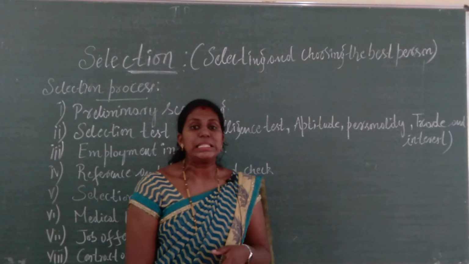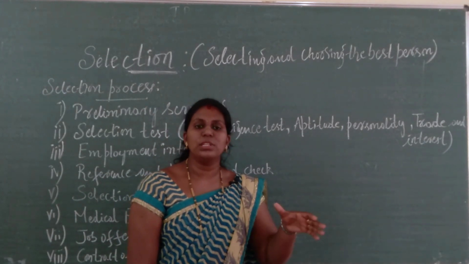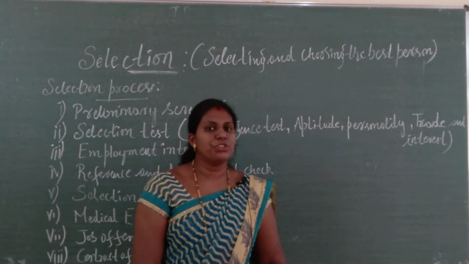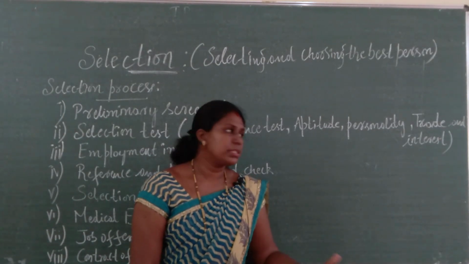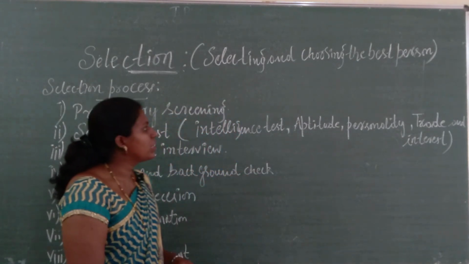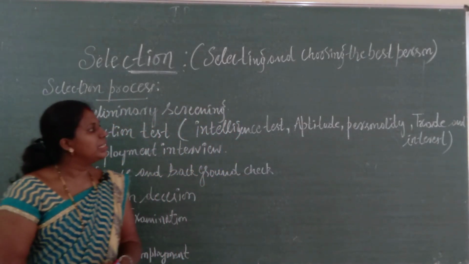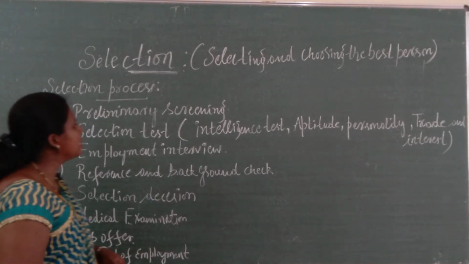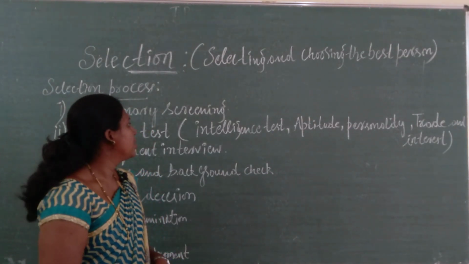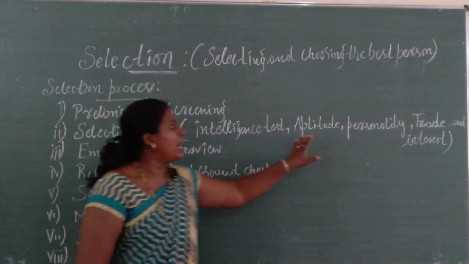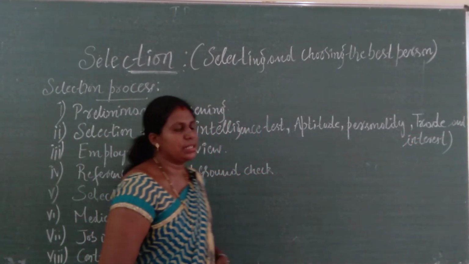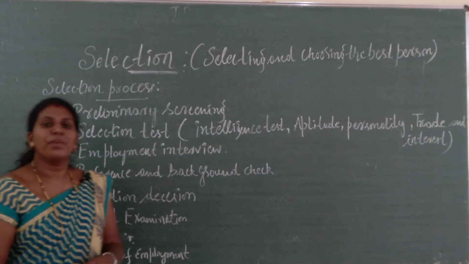So, it is regarding the interest of that particular person, not only in that particular field he has applied for, but other than that, in which field he has an interest, that also will be checked here. So, that is regarding the trade and interest test. Hope you are getting this. The next is, yes, so that is intelligence test, aptitude test, personality test, trade and interest test. Okay. So, these are the different types of selection tests.